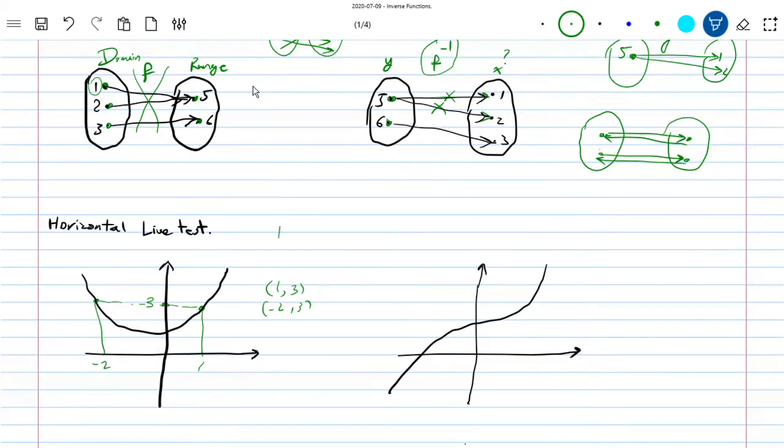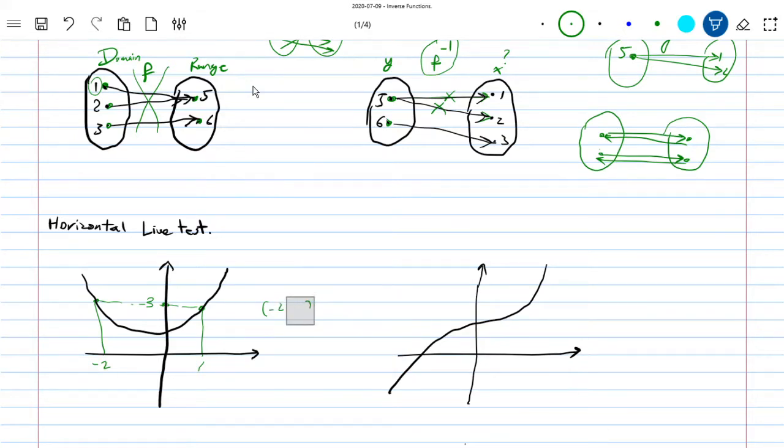That means when you draw the arrows from 1 and -2, they both end up at 3. So the inverse is going to give you two outgoing arrows from the same point. That means the inverse is not a function. So what type of functions have an inverse?